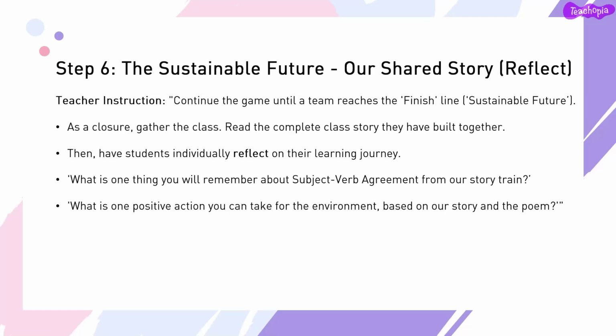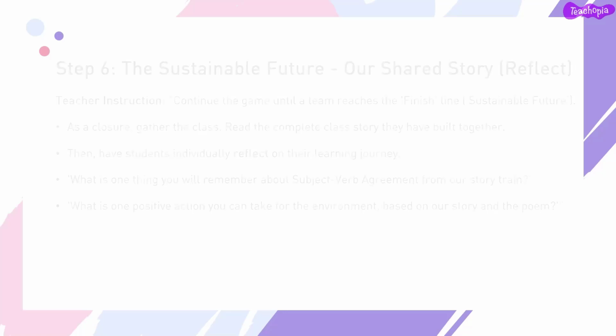As a closure, gather the class, read the complete class story they have built together, and have students individually reflect on the learning journey. What is one thing you will remember about subject-verb agreement from the story train? What is one positive action you can take for the environment based on the story and the poem? Continue the game till a team reaches the finish line.